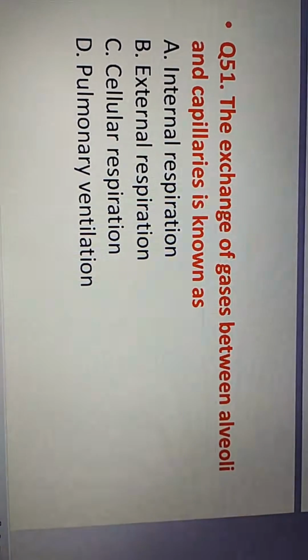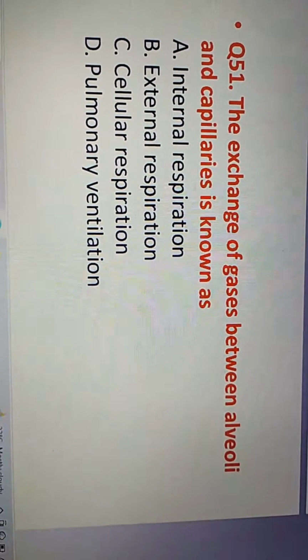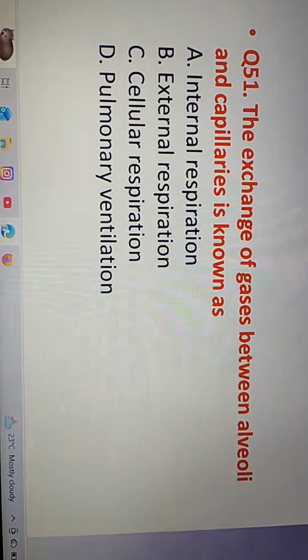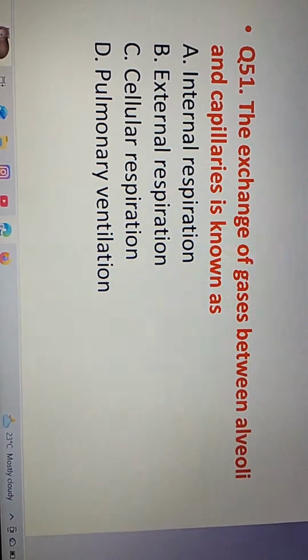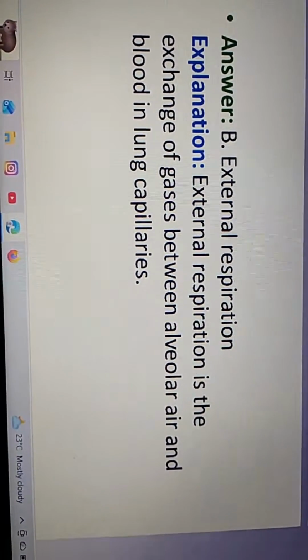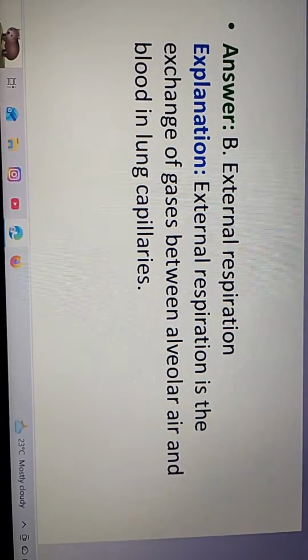The exchange of gases between alveoli and capillaries is known as option A internal respiration, option B external respiration, option C cellular respiration, option D pulmonary ventilation. The correct answer is option B external respiration. External respiration is the exchange of gases between alveolar air and blood in lung capillaries.